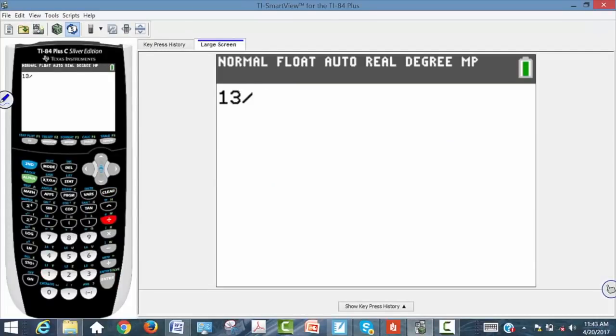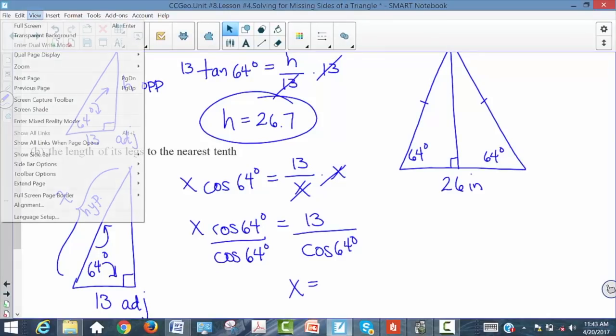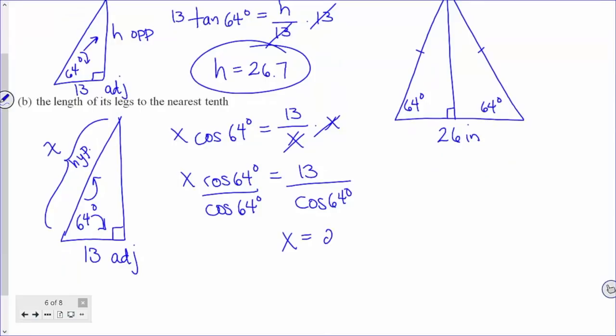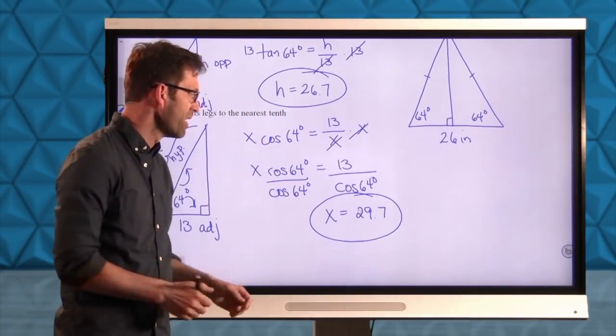13 divided by cosine of 64 equals 29.655. So let's say 29.7. All right. 29.7. Okay? 26.7, 29.7.